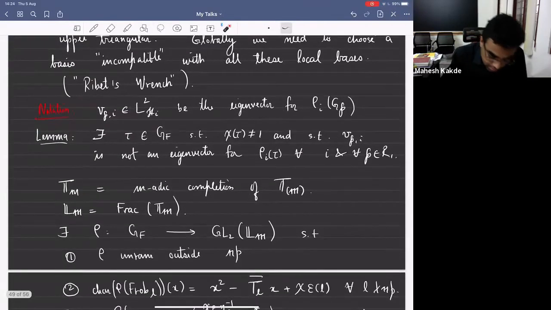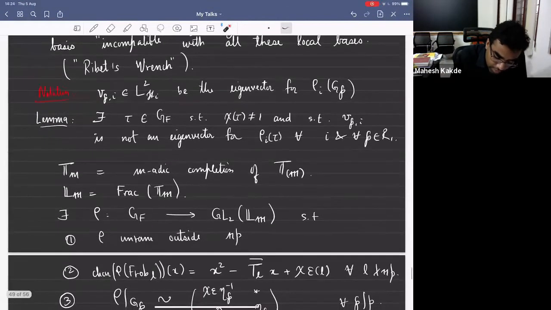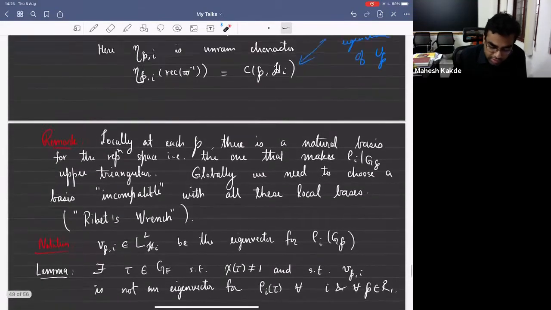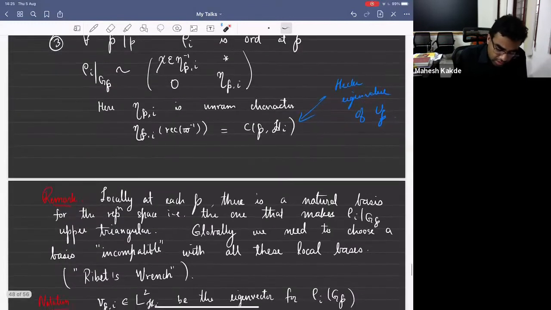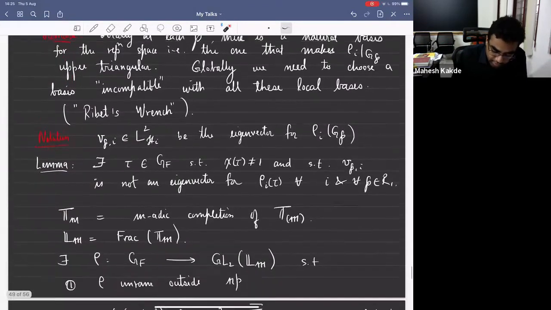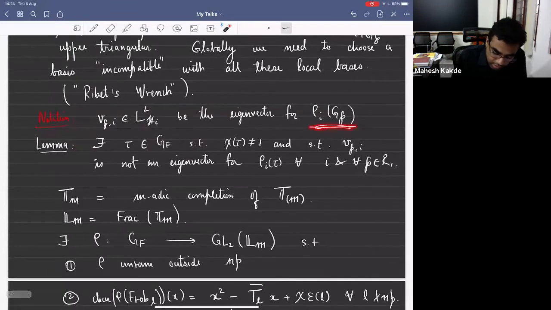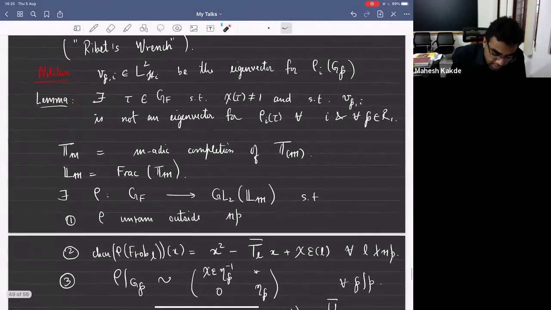So I'll not say much about the words here, but I'll just tell you what we do. Okay, so for each I and each P, we denote by V sub P comma I the eigenvector for rho sub I. So this is a reducible but not decomposable thing, and so there's only one eigenvector for each of those locally, and so we fix that, up to scaling. So we fix an eigenvector like that. And the reason for this is the next lemma.